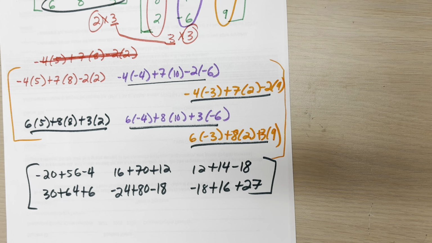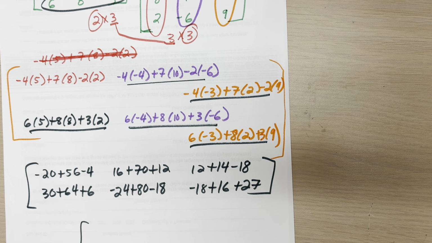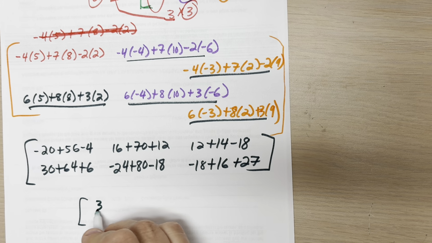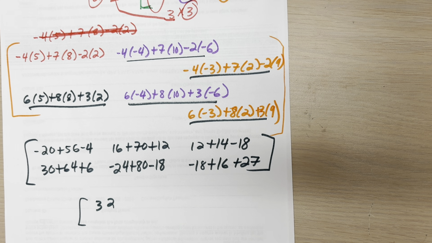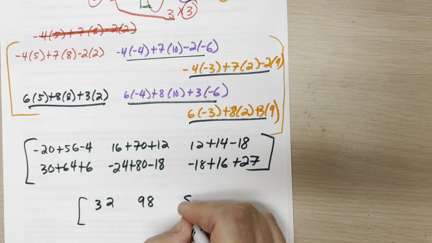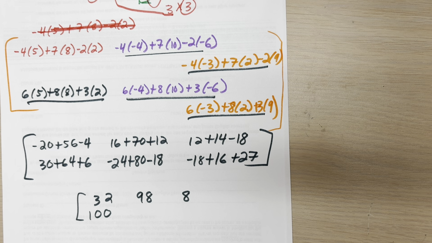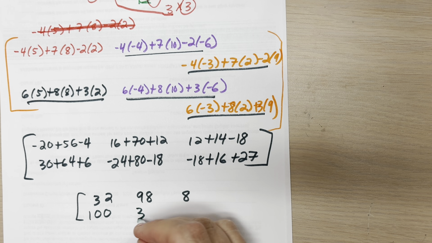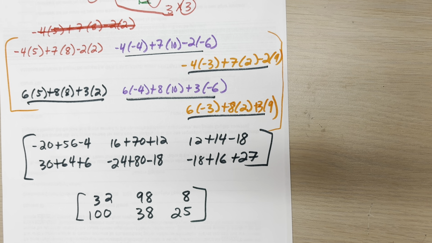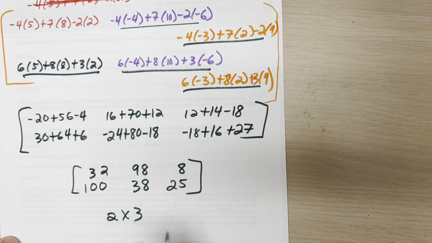All right, I'm gonna go to the calculator to help me because I'm not trying to do these calculations. I get 32 here. I get 98 in the middle. I get 8 at the end. Oh, look at that, 100. I totally didn't plan that. I love that. All right, negative 24 plus 80 minus 18, 38, and then 25 at the end. Cool, cool, cool. As you can see, this is a 2 by 3. It works. I'm happy. You probably are too because it's over.